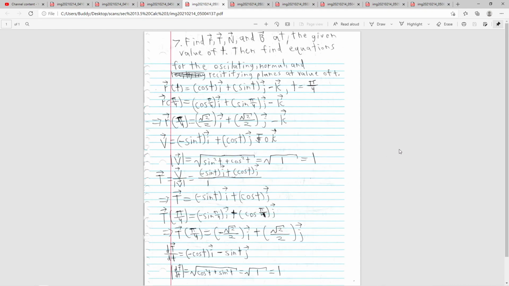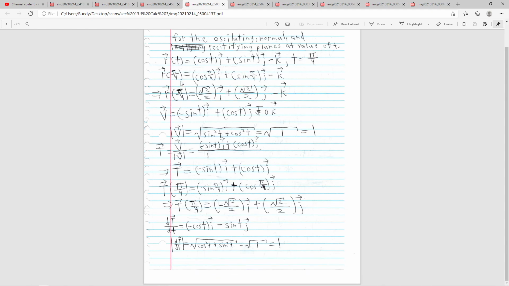And now, find r, T, N, and B at the given value of t, and find equations. We're going to skip the second part, finding equations, because I don't think you're required to know that for most calculus courses. It's more important just to find these values. I'm going to ignore that.